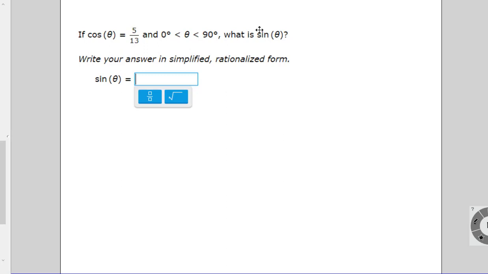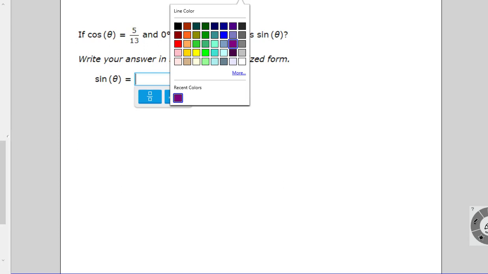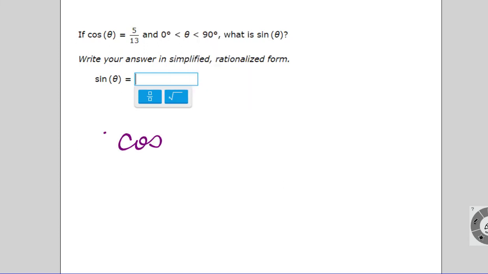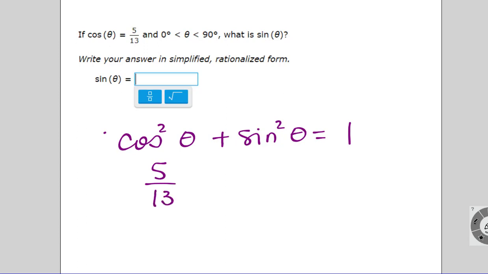So some time ago, we could have drawn a picture to figure this out, but now we want to focus on using our identities to help us with this. So we're going to do cosine squared theta plus sine squared theta equals 1, right? That is one of our Pythagorean identities. It's on your formula sheet, okay? And since that connects cosine and sine, we'll use that to help us figure out what sine is. So for cosine theta, I'm going to plug in 5/13.